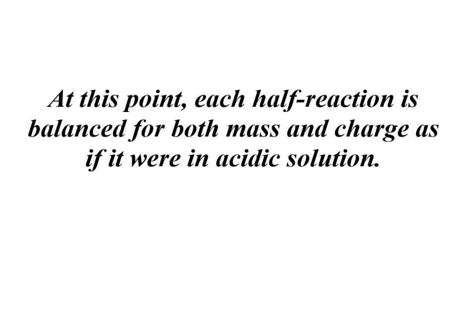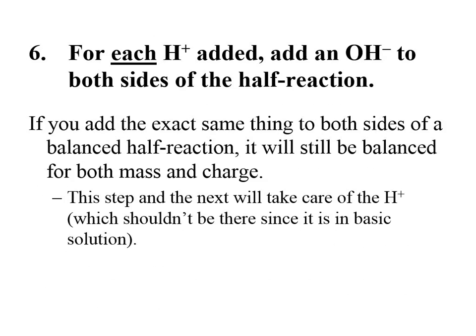Step number 6, if it's in basic solution, is this. Wherever you have H pluses, which you probably do, you need to add the hydroxide ion. And this makes sense, it's just like working a problem in math: you can't just add OH minus to one side. You have to add OH minus to both sides. The cool thing is that where there are H pluses, when you add OH minuses, they're going to annihilate each other and make water. Over here, you're going to have leftover OH minuses. That's kind of how that's going to go.